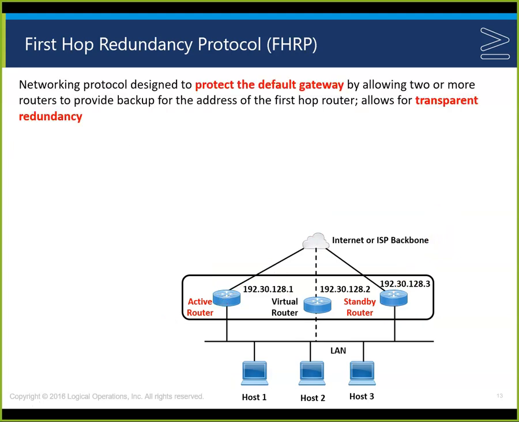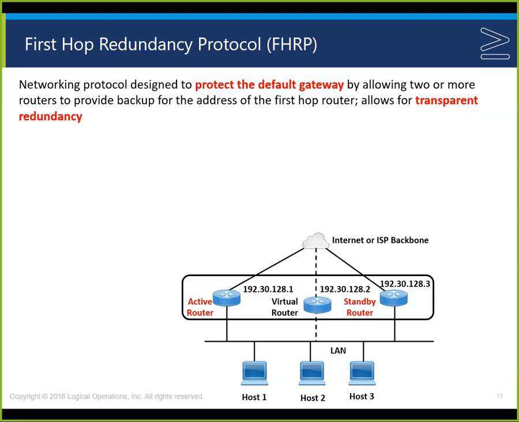The networking protocol designed to protect the default gateway. First hop is our default gateway. The first hop is the first hop for our enterprise, allowing two or more routers to provide backup for the addresses of the first hop router. Transparent redundancy, transparent failover. We should never see the failover happen. It's going to happen automatically.